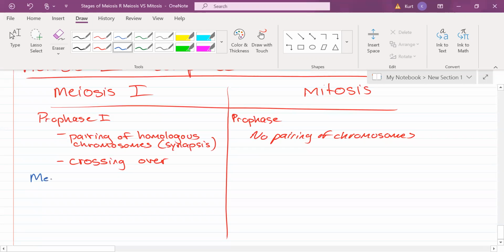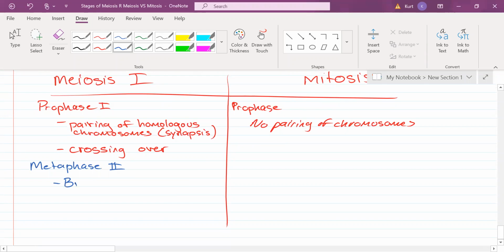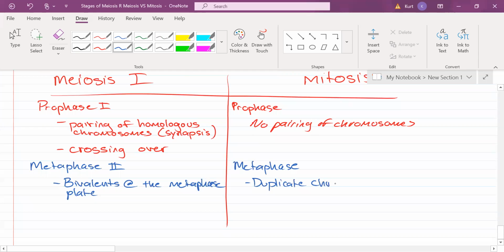Okay. Metaphase 1. Bivalents at the metaphase plate. Remember, they're side by side. And in just plain old metaphase of mitosis, duplicated chromosomes at the metaphase plate. We call duplicated chromosomes sister chromatids.